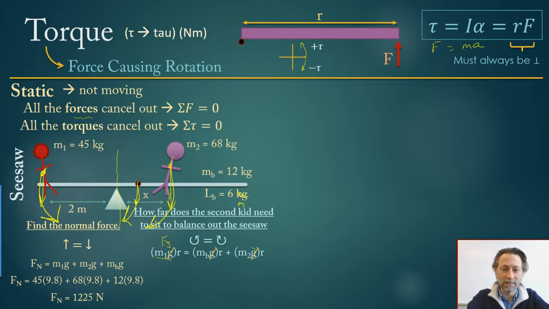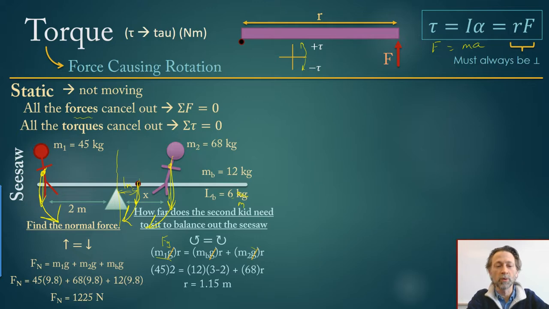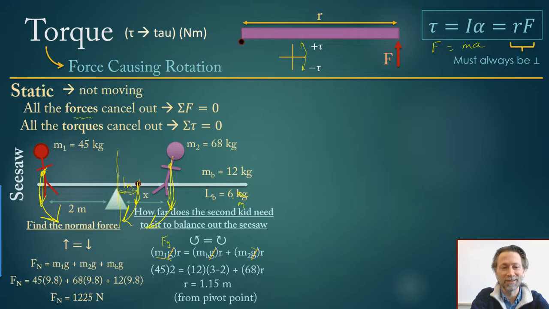And I can look at that and say, hey, there's a gravity in all of those, so I'm going to get rid of those gravities, and then I'll have 45 times 2.12 times, and notice that the center of mass here, if I divide this, is going to be 3, so it's going to be 1 meter from the pivot point, and then plus 68 times r. And when I solve, I get that they're going to be 1.15 meters. Now, because I made this my pivot point, that 1.15 meters is from the pivot point. So they are going to be sitting, I should probably put a thing here that says not to scale, really close to this 1 meter, right?